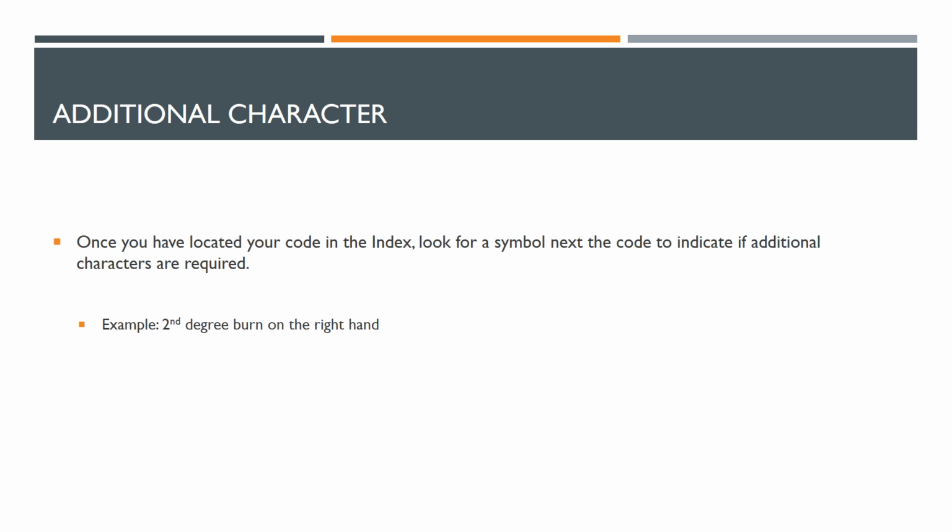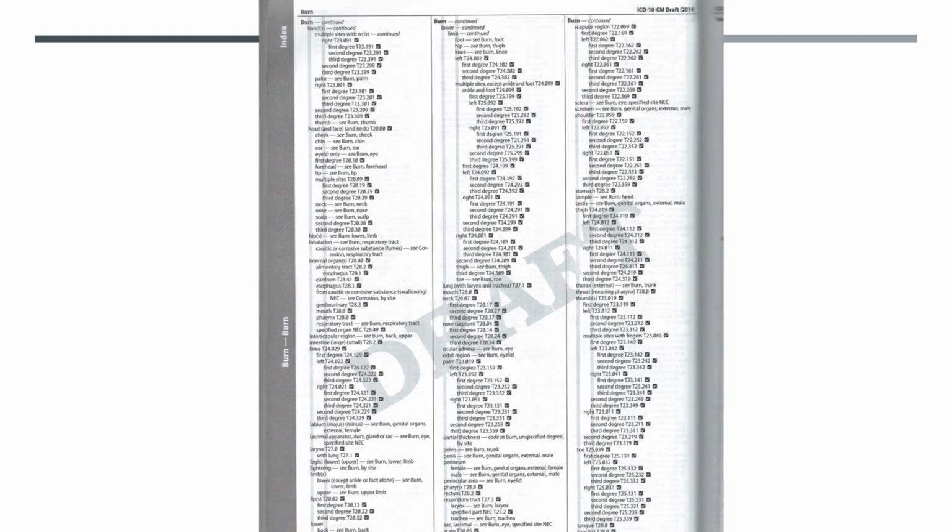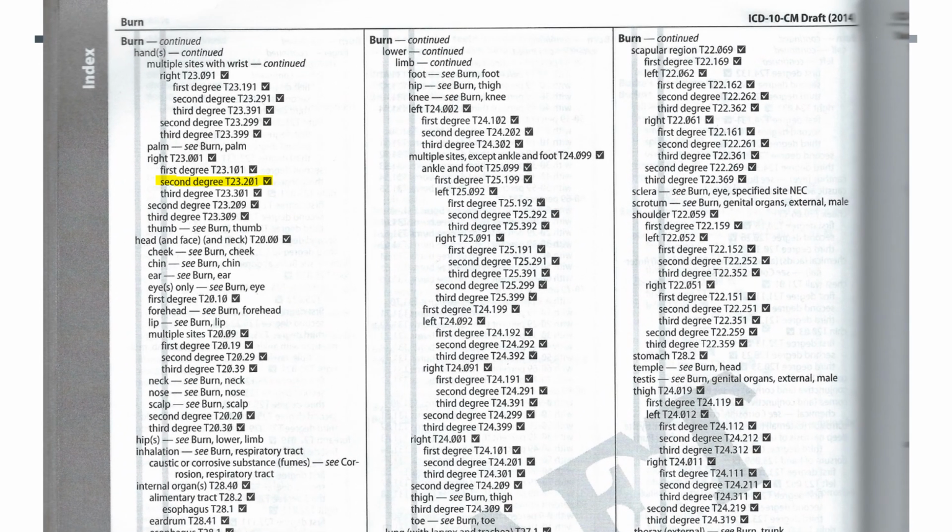Once you have located your code in the index, look for a symbol next to the code to indicate if additional characters are required. This means the code is invalid without more characters. To find these, look up the code in the tabular section. Let's look at the example of second-degree burn on the right hand. The main term is burn. Locate this main term in the index. The subterm would be hand, then right, then second degree to get the specific diagnosis.